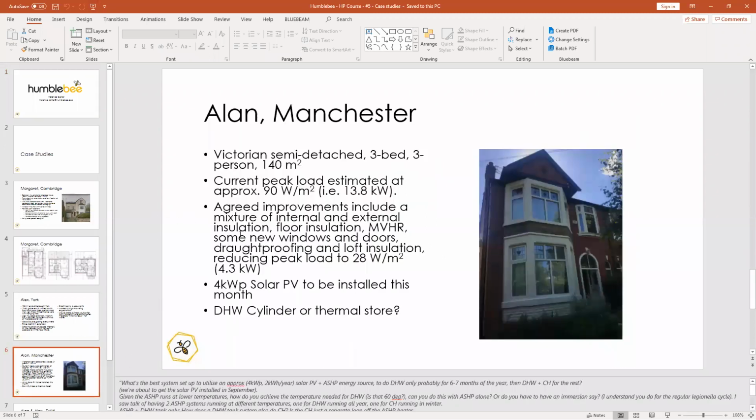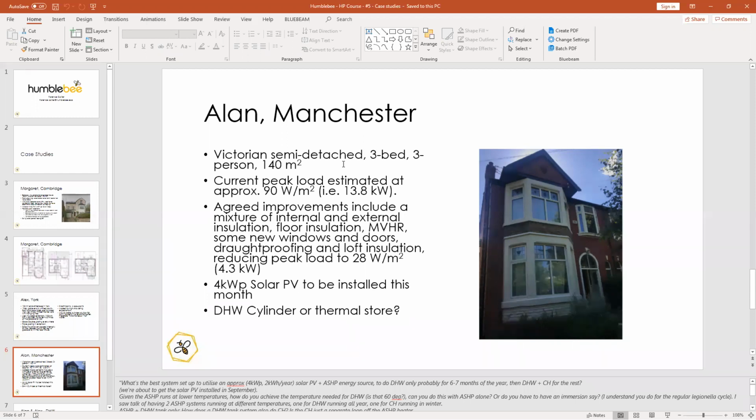Right. His current house is 90 watts per square meter, according to his home energy plan, which Carbon Co-op have done for him, and so that would be a peak of 13.8 kilowatts. But with some of the agreed improvements that we're doing, so it's a mixture of internal and external insulation, floor insulation, MVHR, some new windows and doors, draft proofing and loft insulation, we're managing to reduce that peak load down to 28 watts per square meter, which is 4.3 kilowatts.